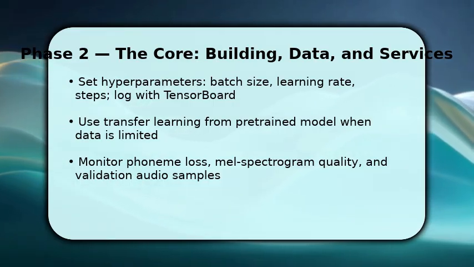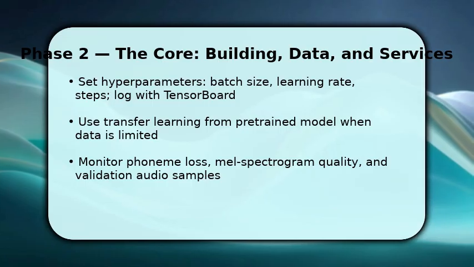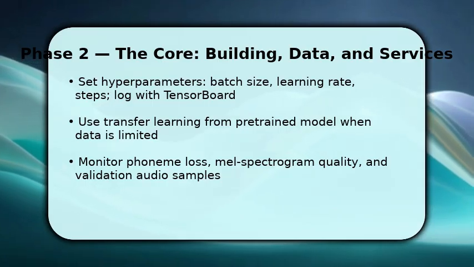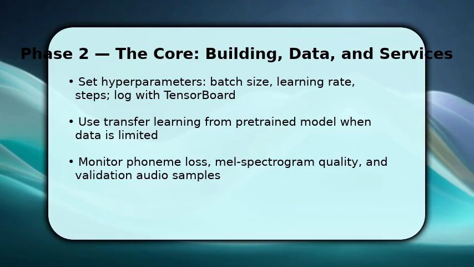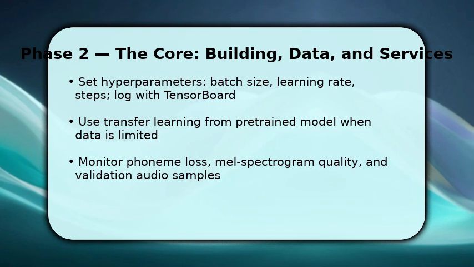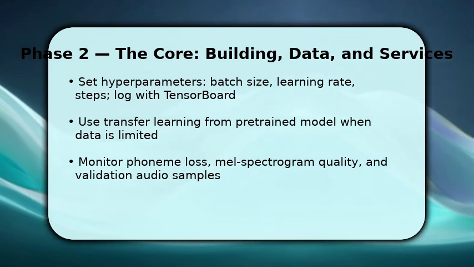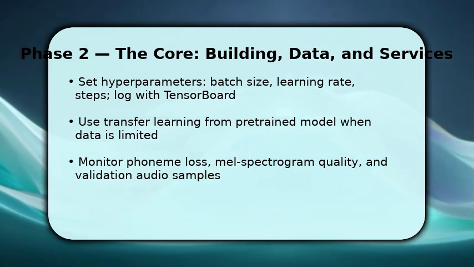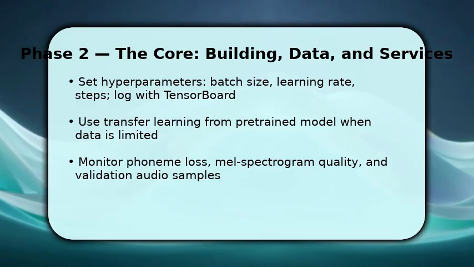Use augmentation sparingly, noise or pitch shift to increase robustness. Regularly listen to validation outputs and check phoneme level loss. Once MEL outputs are stable, focus on vocoder quality. If synthesis sounds muffled, adjust model capacity or increase decoder steps.